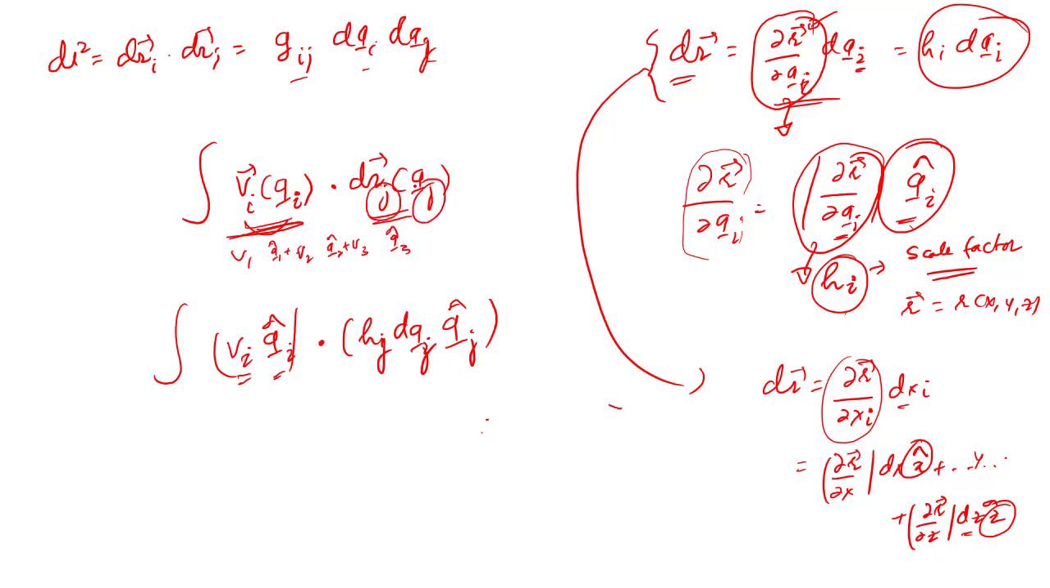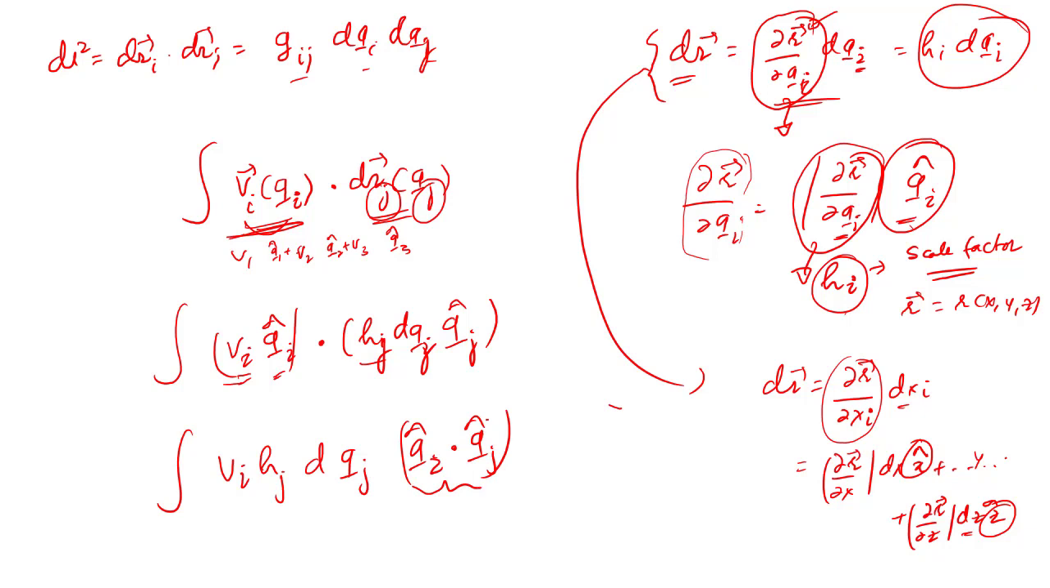So then if I multiply these two, vi is just a number, or a scalar function, times hi dqj times qi dot qj. We have seen this dot product on the very first slide. That's what we defined the Kronecker delta as. So this is the Kronecker delta, delta ij.